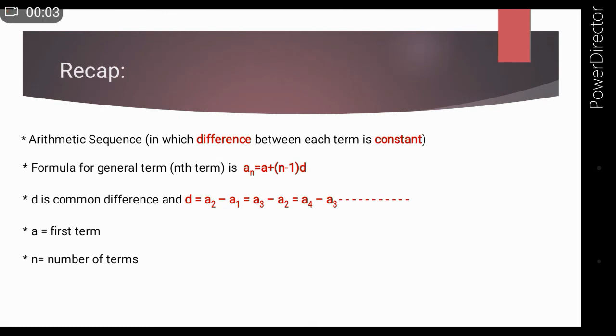Now recap. Today our topic was arithmetic sequence. What is an arithmetic sequence? One in which the difference between each term is constant. Now what is the formula of an arithmetic sequence? That is an is equal to a plus n minus 1 into d. What is the formula for finding the common difference? a2 minus a1, a3 minus a2, a4 minus a3, and so on. It means you have to subtract the previous term from the succeeding one. a is the first term and n stands for the number of terms.